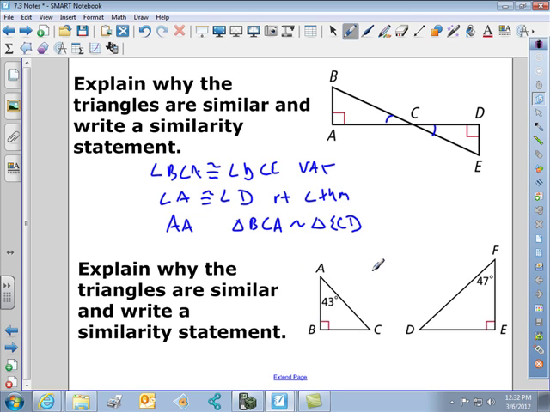Here I'm just going to talk about this, explain why the triangles are similar, write a similarity statement. Well, in this particular case, we know that this angle is 43 degrees, which means this angle must be 47 degrees, because the 3 must add up to 180. If this is 47 degrees, this must be 43 degrees. So, if you notice, we do have two pairs of angles that are congruent, so that is using the angle-angle, and let me use this similarity statement. We could say that triangle ABC is similar to, now we have to match up the angles there, so it's similar to triangle DEF. That would be our similarity statement there.